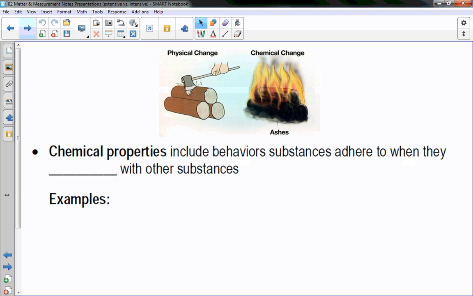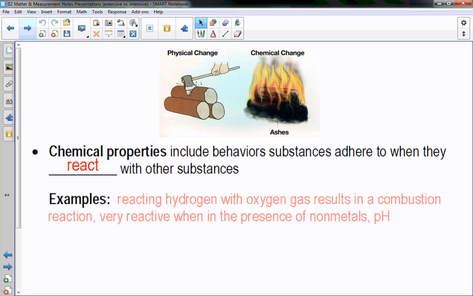Chemical properties include behaviors substances adhere to when they react with other substances. Examples: reacting hydrogen with oxygen gas results in a combustion reaction, very reactive in the presence of nonmetals. pH. So in our picture up top, we see physical change, cutting wood, chemical change, burning wood.